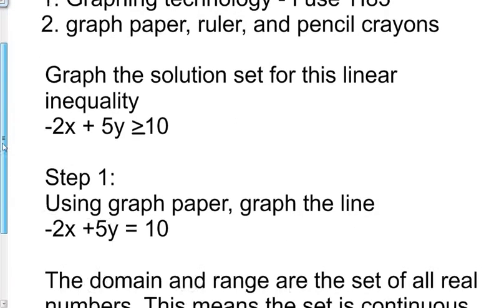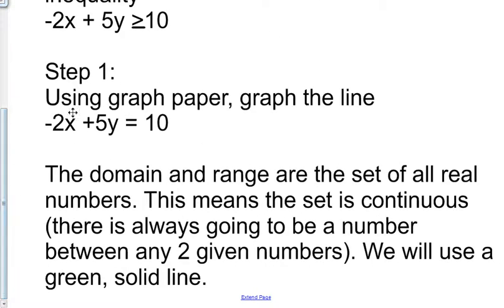Step 1. Using graph paper, graph the line negative 2x plus 5y is equal to 10. The domain and range are the set of all real numbers. This means the set is continuous. There's always going to be a number between any two given numbers. So we're going to use a solid green line.